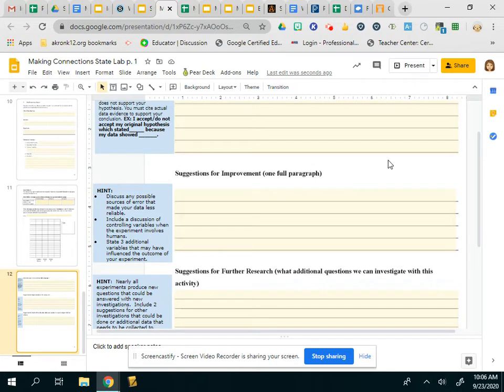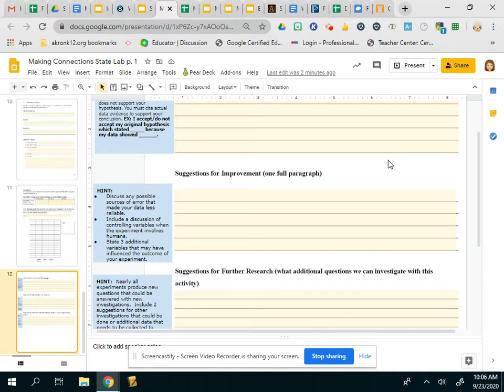Suggestions for improvement. So how do we want to improve this experiment the next time that it gets done? So you want to discuss any possible sources of error that made your data less reliable. Maybe you were tired, like you just got up in the morning, or maybe you didn't eat breakfast, or think about any sources of error. And controlling variables, maybe you lost count or you dropped the clothespin. Those are other sources of error.